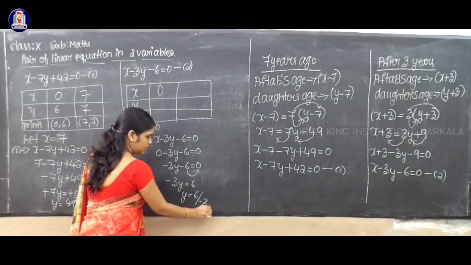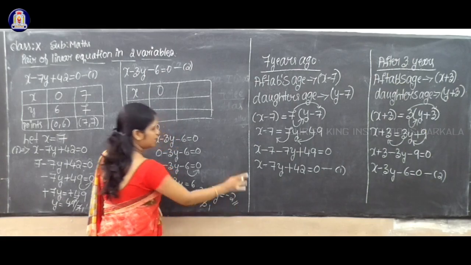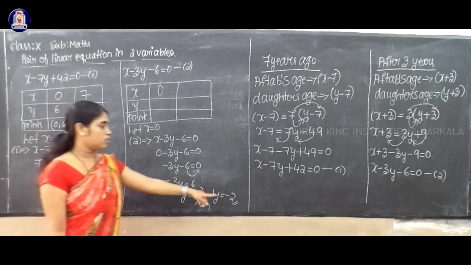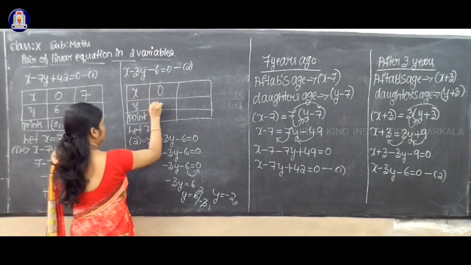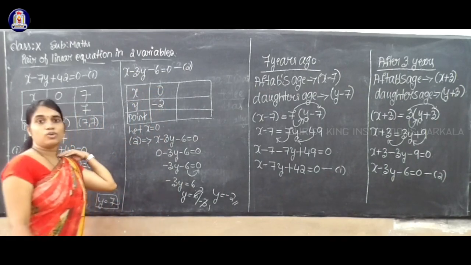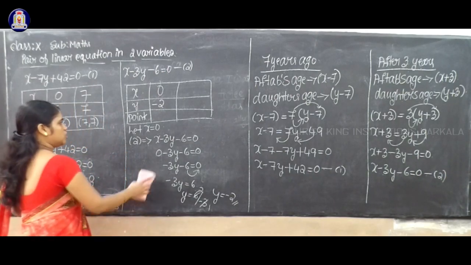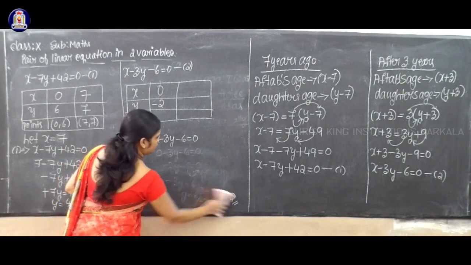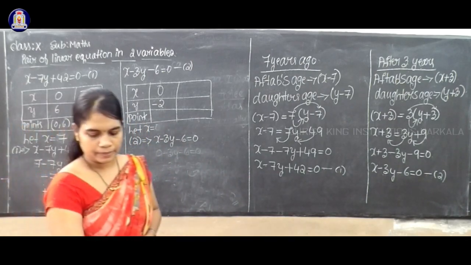Okay. 3 ones are 3, 3 twos are 6. So therefore what about the value of y? Y is equal to minus 2. Okay. So therefore if x is equal to 0, then y is equal to minus 2. Okay. So now one more point you have to consider. So x is equal to, how much will be?